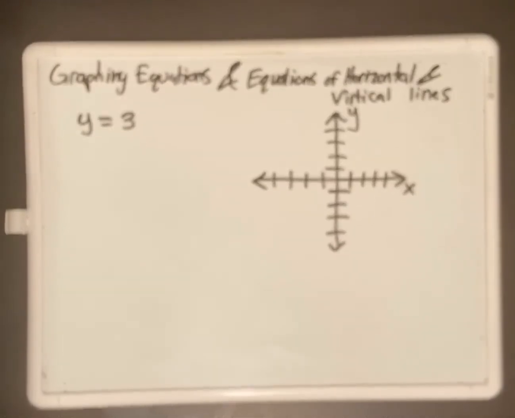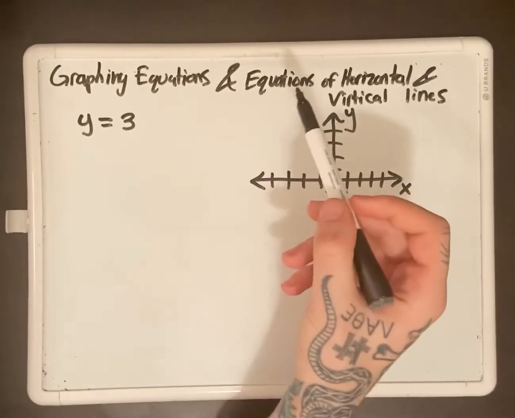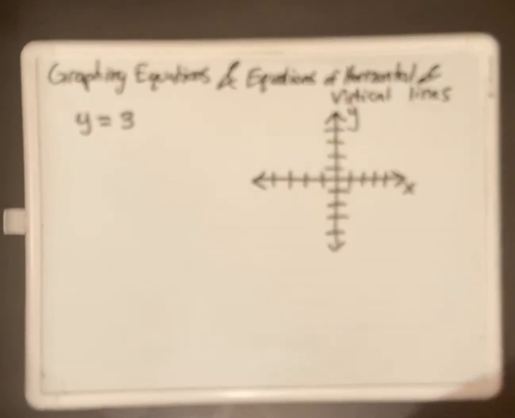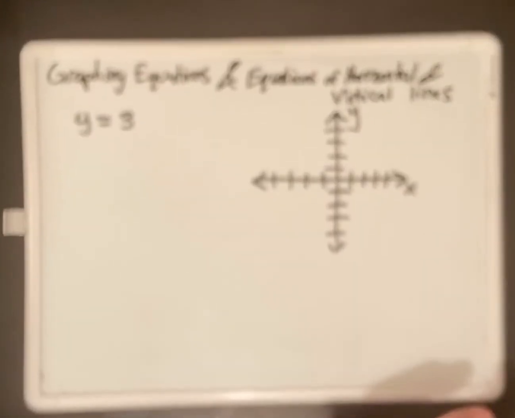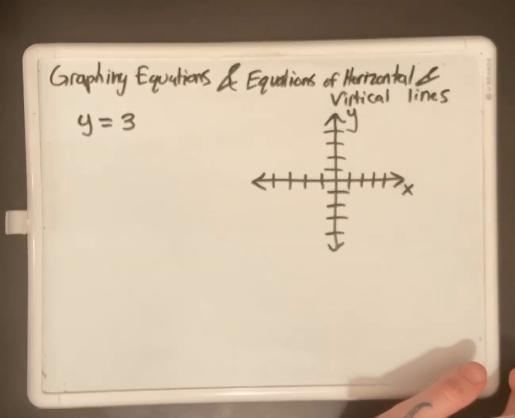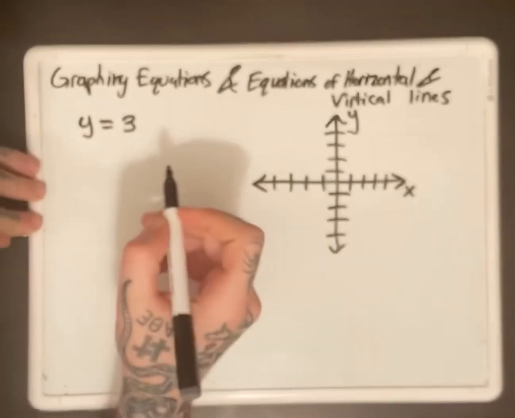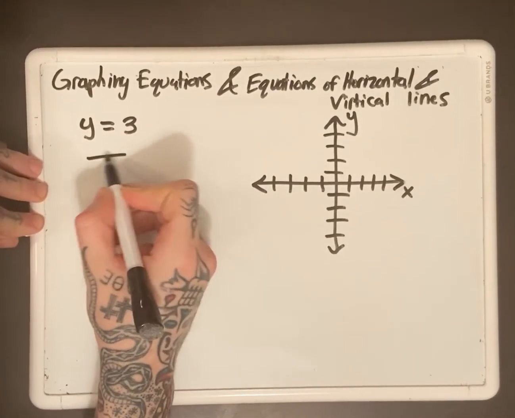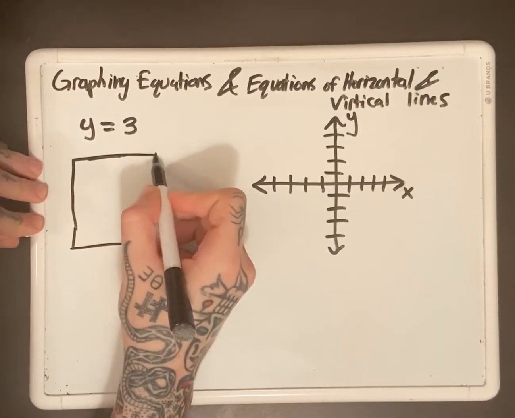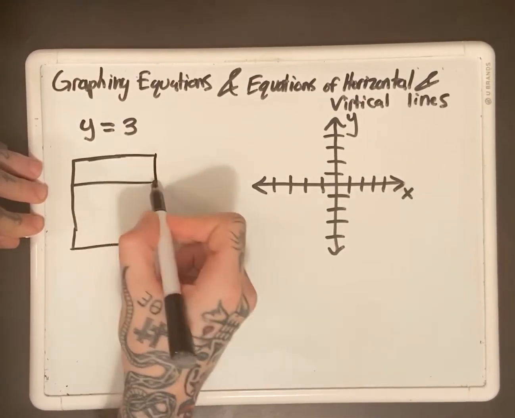Lesson for graphing equations and equations of horizontal and vertical lines. So in the first handout, you're asked to look at the equation y equals 3 to come up with a table and then to graph the equation based on the table. So let's do that quickly. It doesn't have to be a big table.